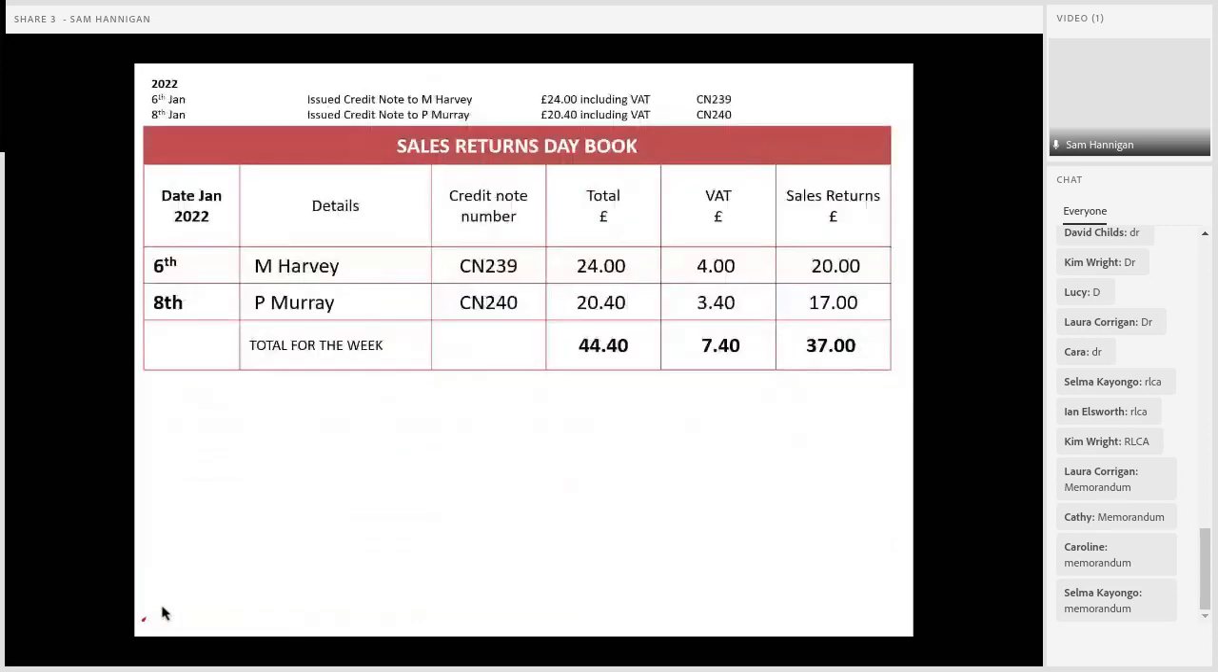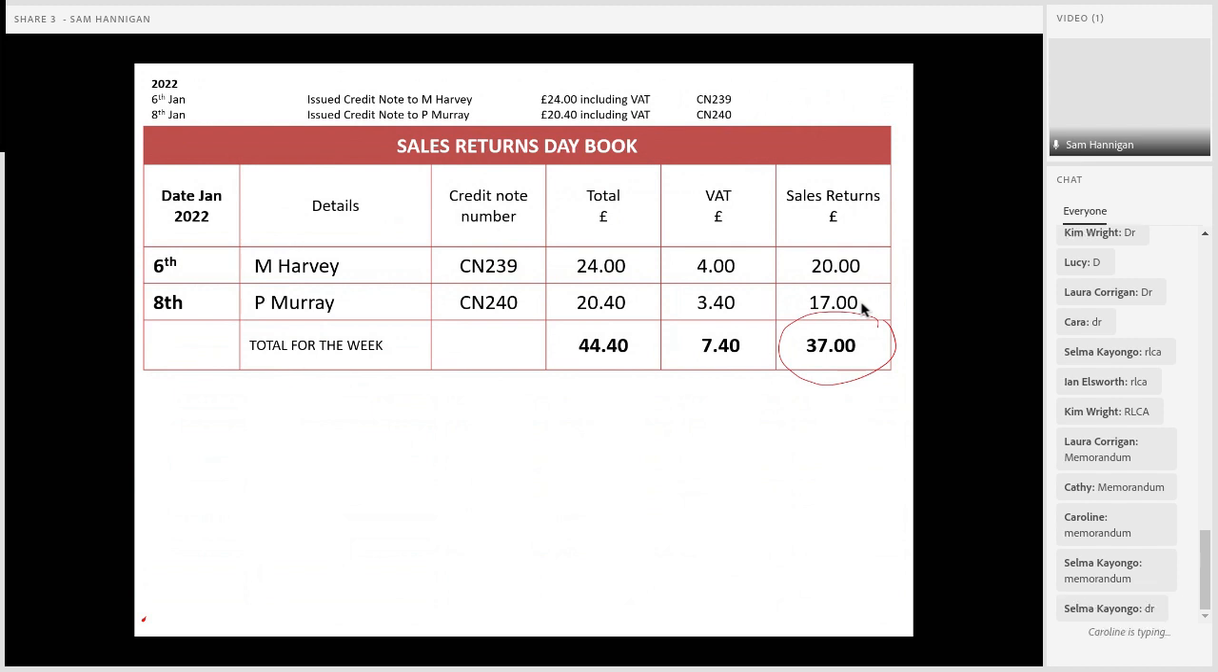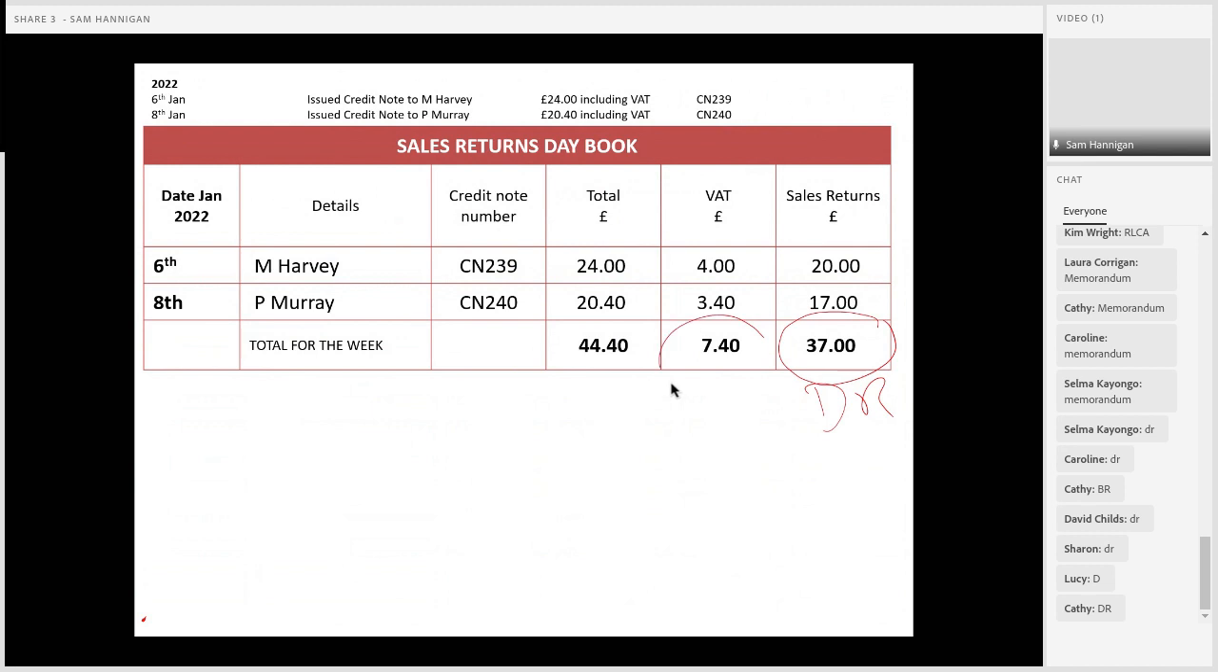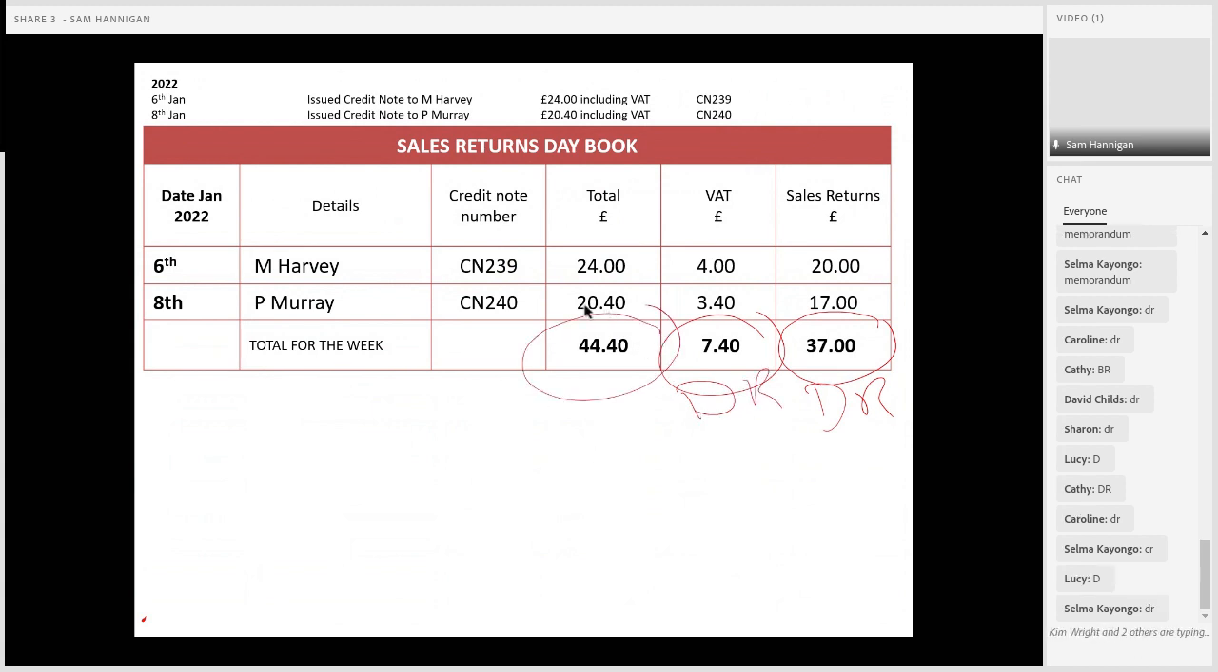Okay, so then we've got the sales returns day book. Remember what I said last week: in the sales account, it's the sales that's recorded, so they're a credit. So in the sales returns account, what side would we put the net amount? Amazing. So what side would the VAT go? Perfect. And what about the total? What side of the trade receivables control account will it go? Fabulous. I'm so impressed with you guys.